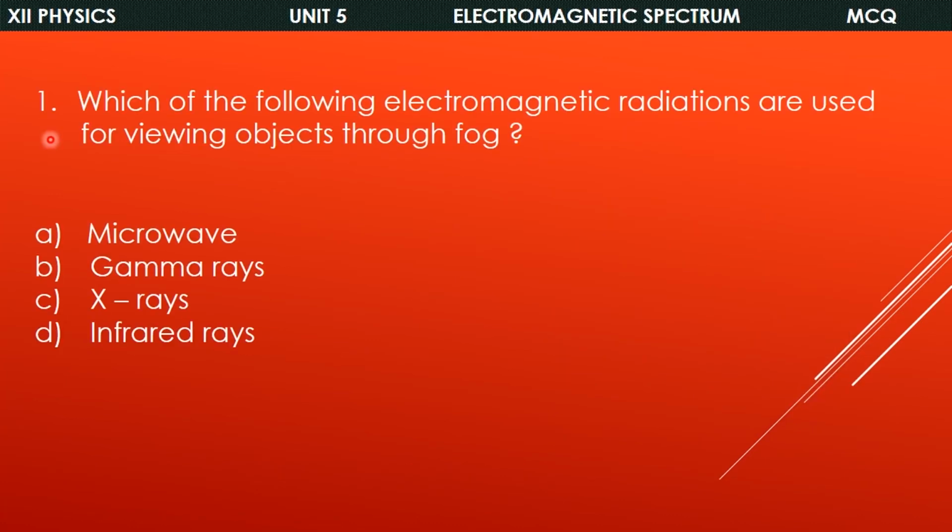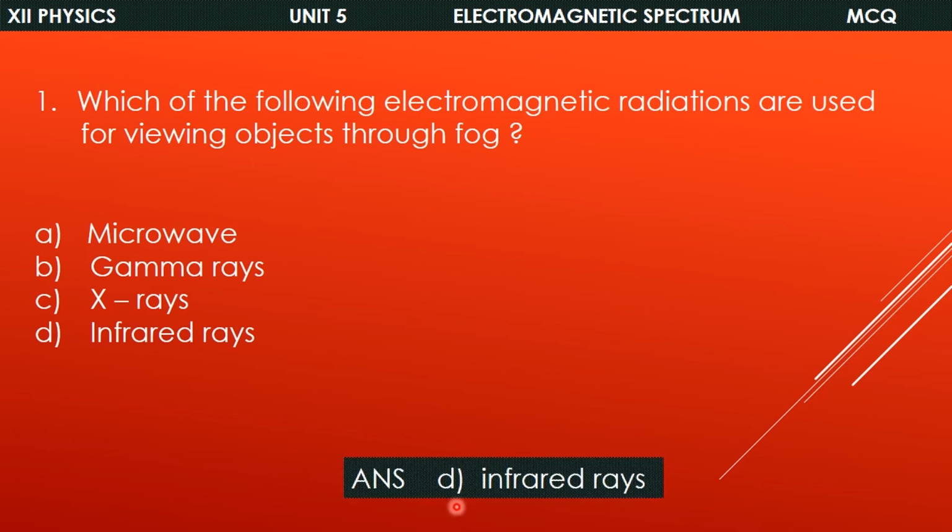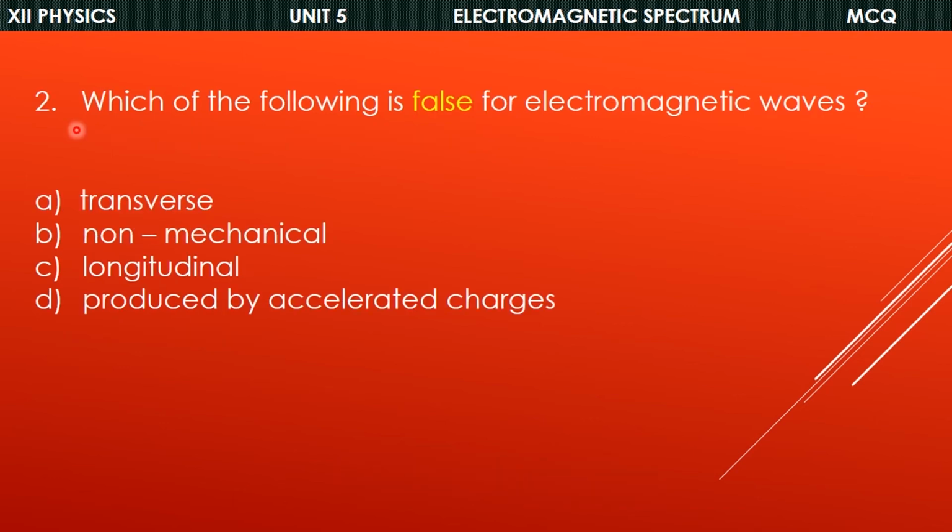Evaluation. Question number 1. Which of the following electromagnetic radiations are used for viewing objects through fog? The answer is D. Infrared rays. Second question.